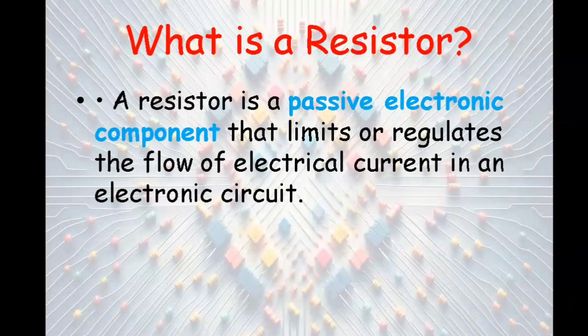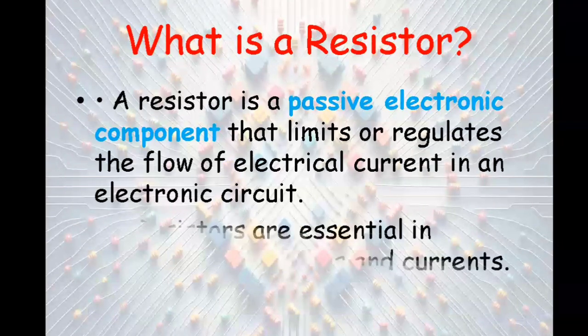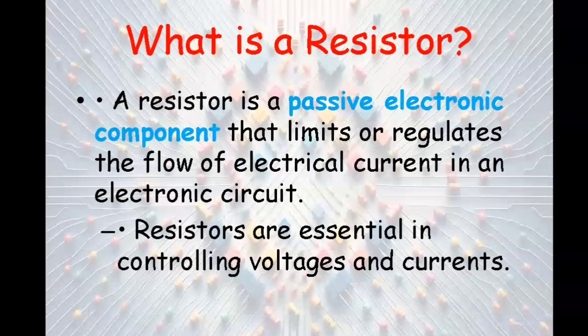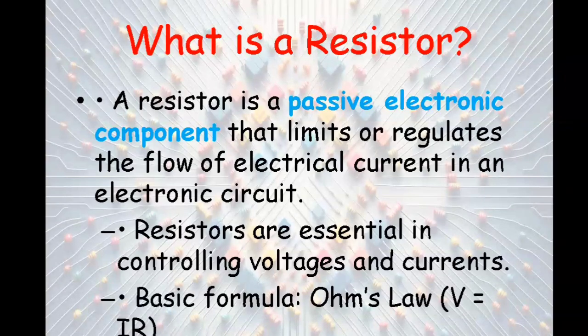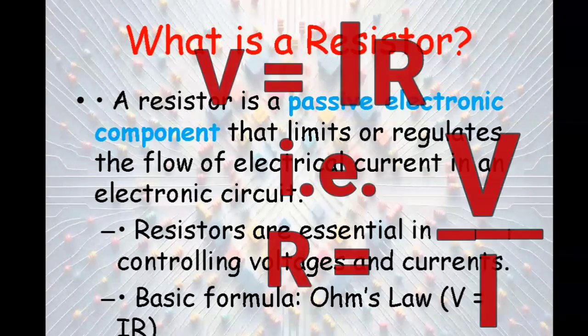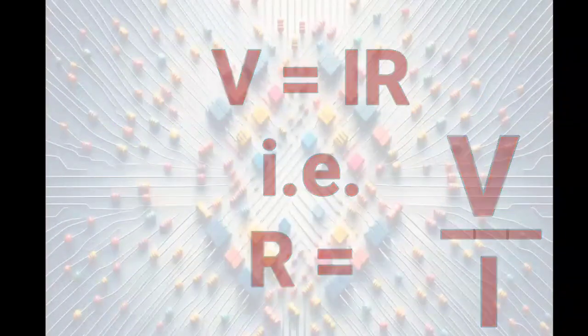A resistor is a passive electronic component which limits and regulates the flow of electric current in a circuit, which we already see in every circuit. To control the voltage and the current, because of Ohm's law, current is directly proportional to V and inversely proportional to R. So to control both of them, we need a resistor, and that's what Ohm's law says: V is equal to IR. That means R is equal to V by I.